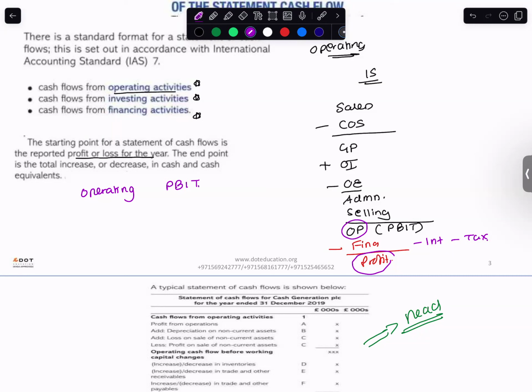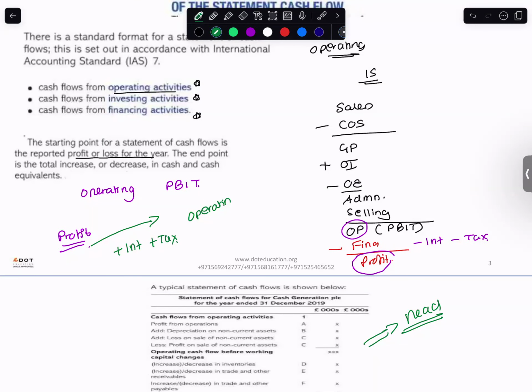But if I don't have the operating profit, and I only have the profit for the year, then in that scenario, what do I do? I don't have this profit. So you will add back the interest and the tax. If you have the profit for the year given and you want to get to operating profit, you add the interest and you add the tax. Are you with me?